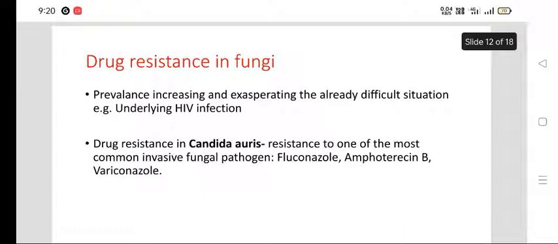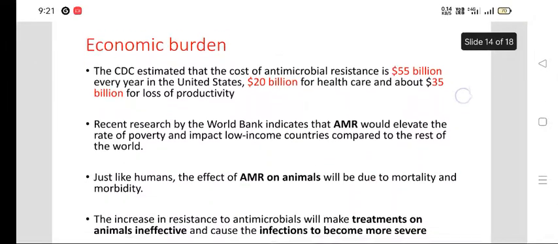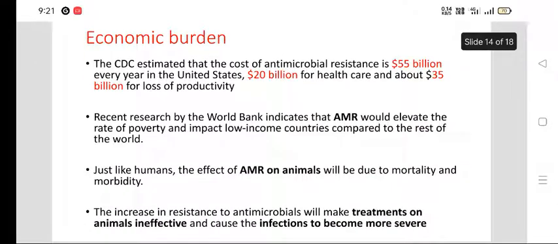Now, drug resistance in fungi. Again, this occurs in immunocompromised individuals. Prevalence is increasing and exacerbating an already difficult situation, since underlying HIV infection means patients are already immunocompromised. Drug resistance is seen in Candida auris, which is one of the most common invasive fungal pathogens, and Candida auris is resistant to fluconazole, amphotericin B, and voriconazole. Now all this leads to the economic burden.